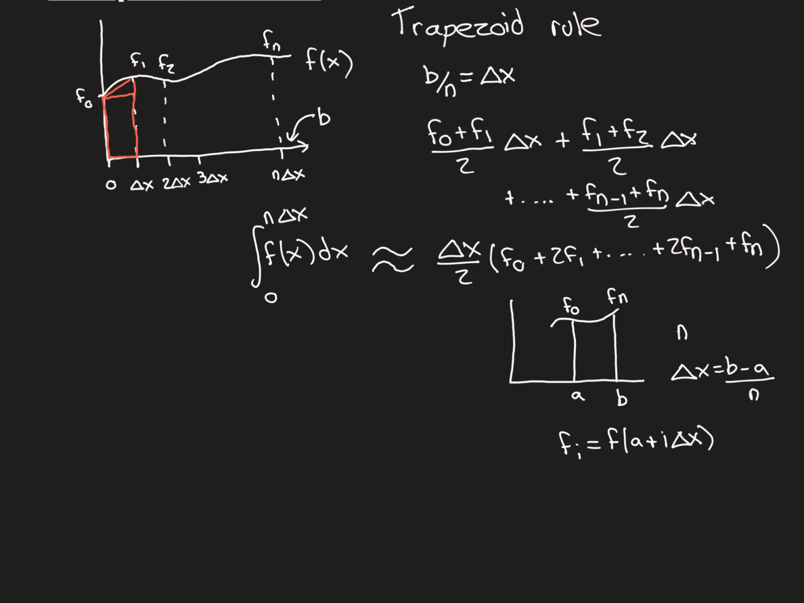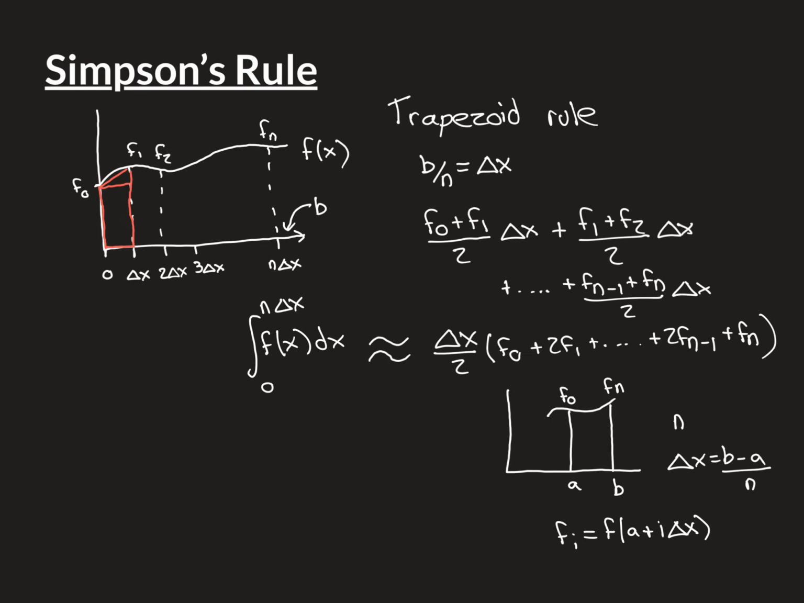Then these f's, we can still use these same subscripts. The way it's just going to work is that f0 is going to be f at a, and then f1 will be f at a plus 1 times delta x, f2 will be f at a plus 2 times delta x, etc. So the number at the subscript refers to how many delta x's you've gone forward. So fi is just going to be equal to f at a plus i delta x. So that's the way this formula is going to continue working in this case. So that was the trapezoid rule for numerical integration.